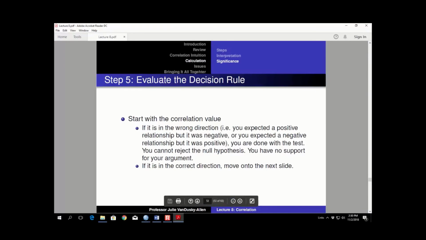The next step is evaluating the decision rule. You start with the correlation value. If it is in the wrong direction, as you expected it to be positive, but it was negative, or you expected a negative relationship, but it was positive, you are done with the test. You cannot reject the null hypothesis. You have no support for your argument. If it is in the correct direction, move on to the next slide.